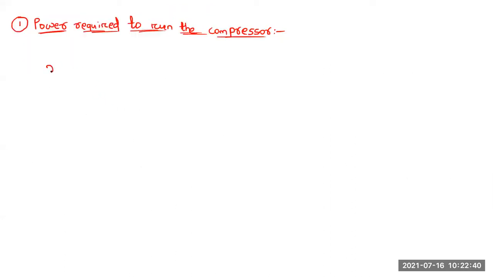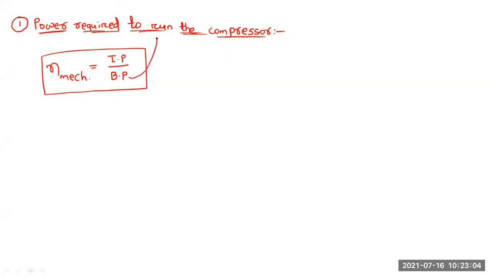So what do you mean by mechanical efficiency? For a compressor, mechanical efficiency is indicated power divided by brake power. This is the formula of mechanical efficiency. Okay. So what do you mean by this brake power? This brake power is nothing but whatever is mentioned in the question.